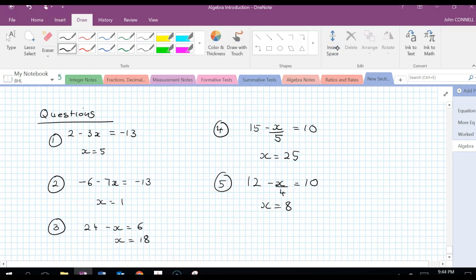Okay, so here's 5 questions. You've got the equations and then the answers. But remember, the main process is to go through and find the answers using the process that we've done in class. And that's the end of this lesson.